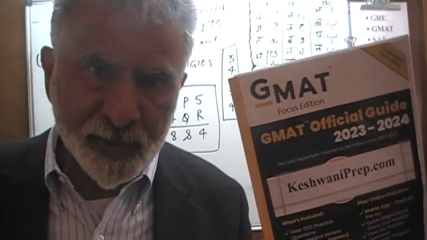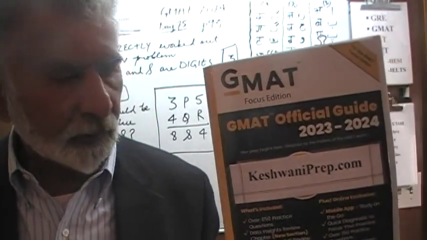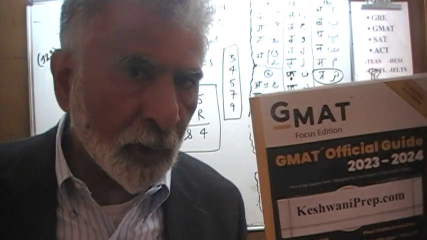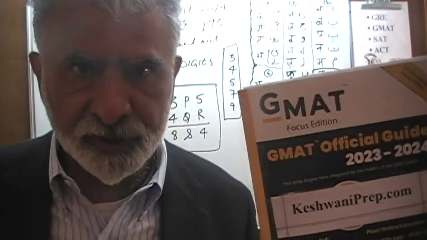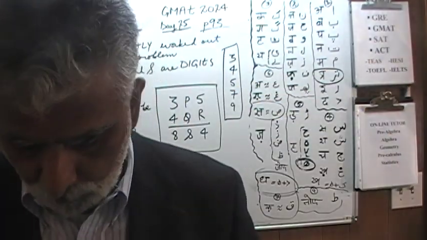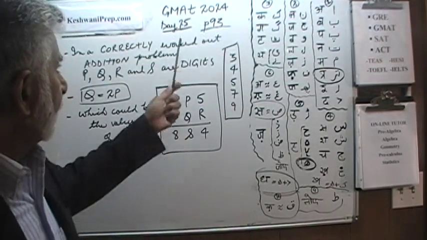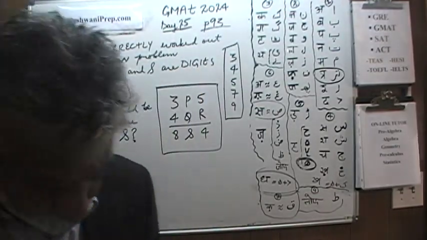We are here because we want to prepare for GMAT. We have been solving GMAT math problems out of this book here, the GMAT Official Guide 2024. If you do not own this book already, purchase one immediately. You're going to need it. Always make sure that this book is in front of you when we are working together. Today is our lesson number 25. We are on page number 93.